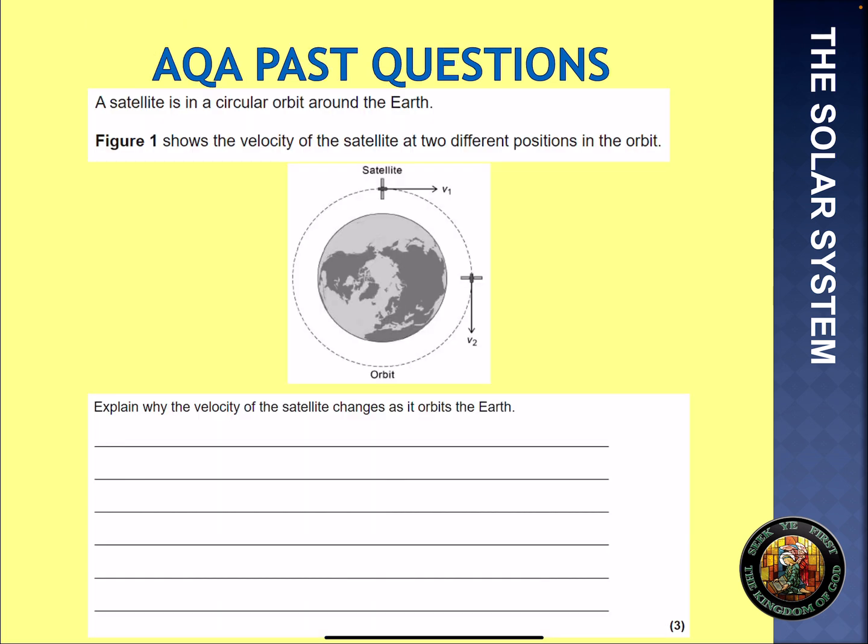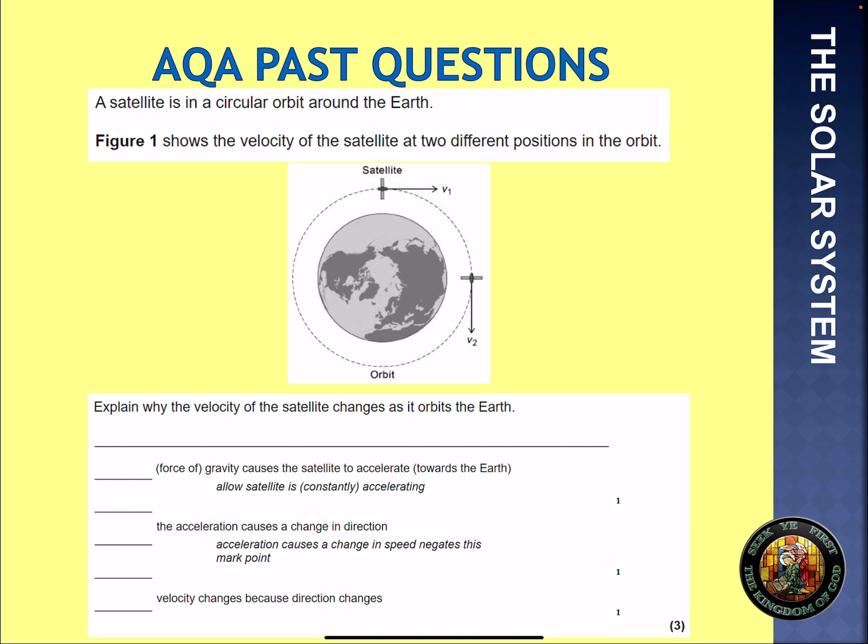Here's a question. A satellite is in a circular orbit around the Earth. Figure 1 shows the velocity of the satellite at 2 different positions. Explain why the velocity of the satellite changes as it orbits the Earth, for 3 marks. Okay, let's have a look. Gravity causes the satellite to accelerate. The acceleration causes a change in direction, and velocity changes because direction changes.